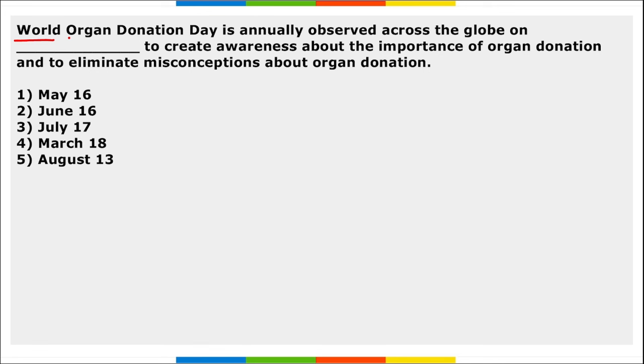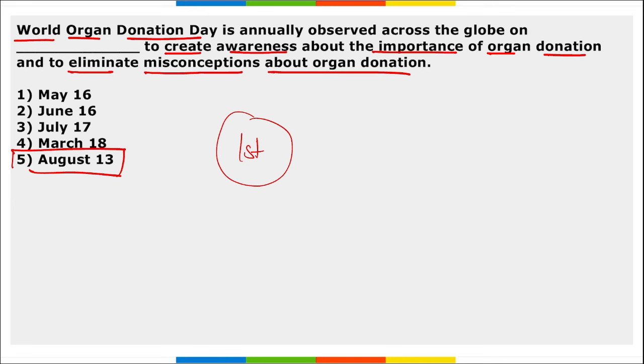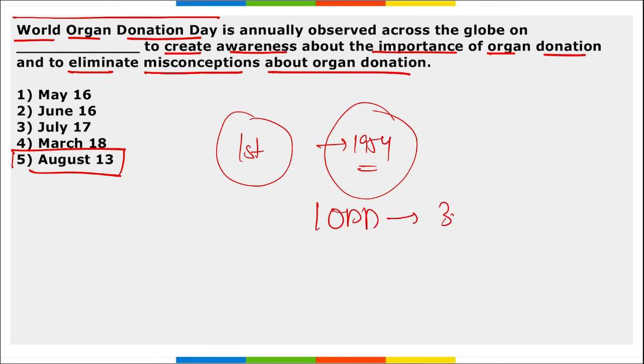Next, World Organ Donation Day is annually observed across the globe on dash day to create awareness about the importance of organ donation and to eliminate misconceptions about organ donation. So this is the 13th of August we observe this day, and there is a theme for this day, the theme being be the reason for someone's smile today. And the world's first successful living donor kidney transplant was performed in 1954. Right? So this is your World Organ Donation Day. And if we talk about Indian Organ Donation Day, we just saw it was 3rd of August. So both the questions have been covered here.